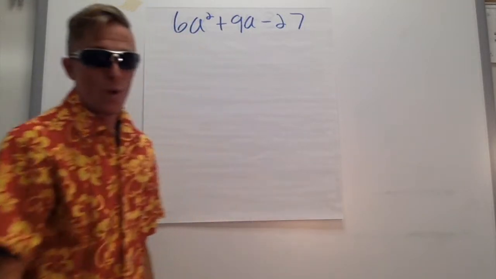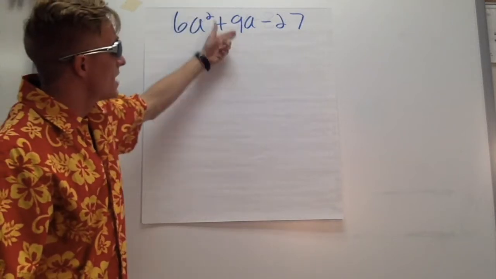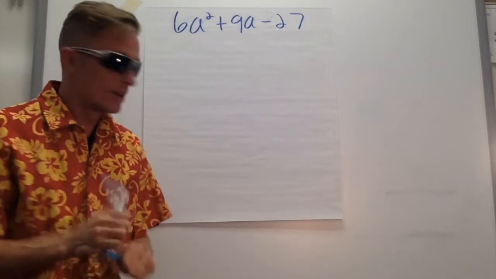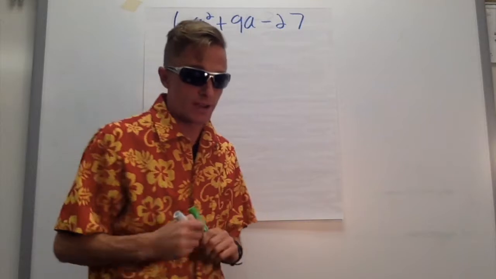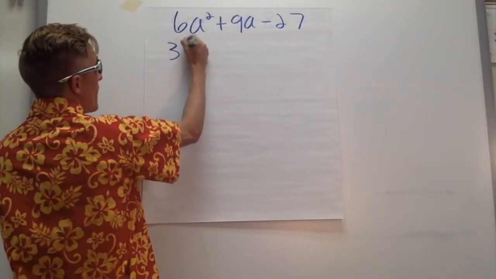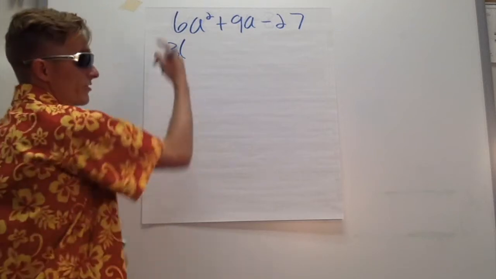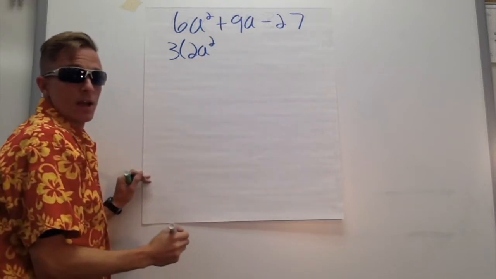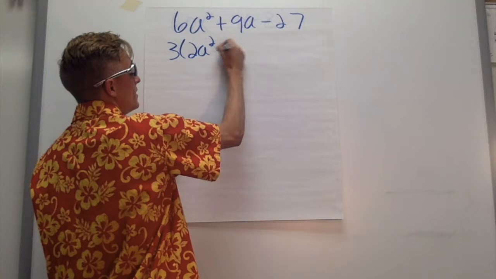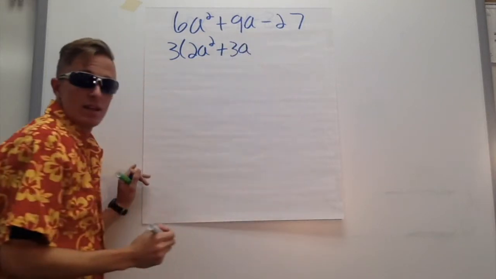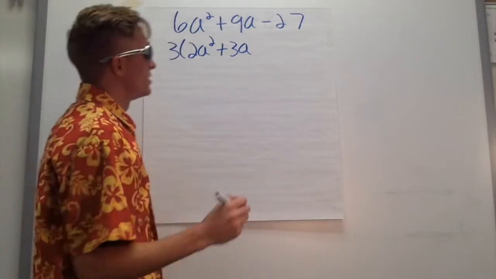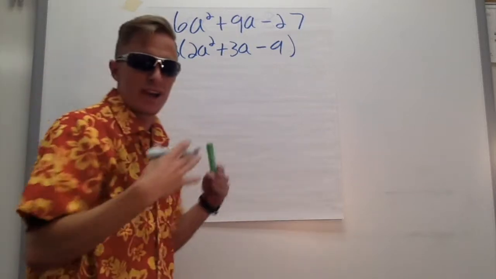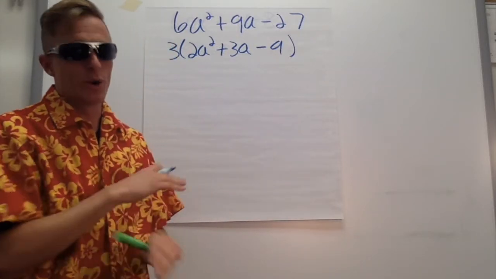All right. So, what number divides into 6, 9, and 27? Think about it. Well, if in your brain you said 3, you were correct. So we're going to factor out a 3. When we factor out a 3 out of 6, that is a 2a squared. When we factor a 3 out of 9, that is a 3a. And when we factor a 3 out of negative 27, that is a negative 9. So we took out a GCF. 3 is our GCF. That's the only thing that's different today.